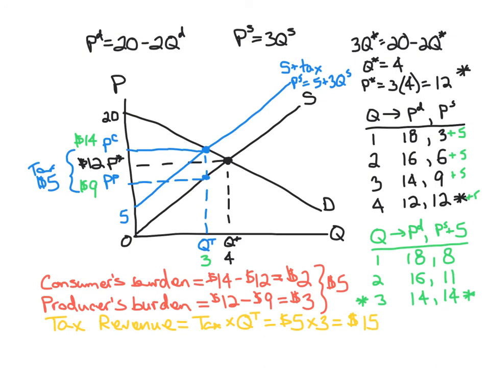In the graph, we see that as this big rectangle here, right? So the height of this rectangle, the wedge between the supply and demand curves, is equal to the $5 tax, right? And then this is equal to the number of transactions, 3 transactions. So this whole rectangle represents the tax revenue collected by the government.